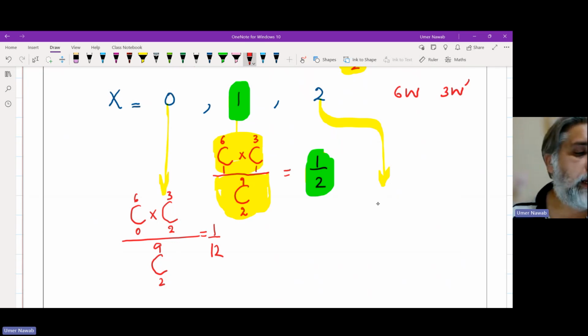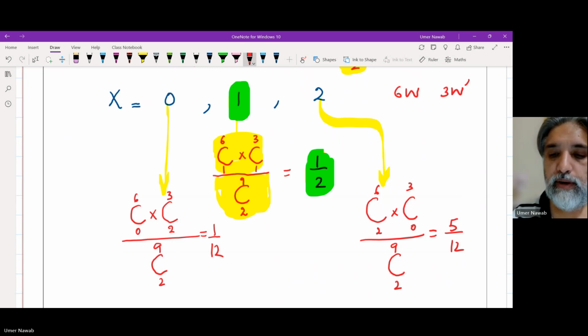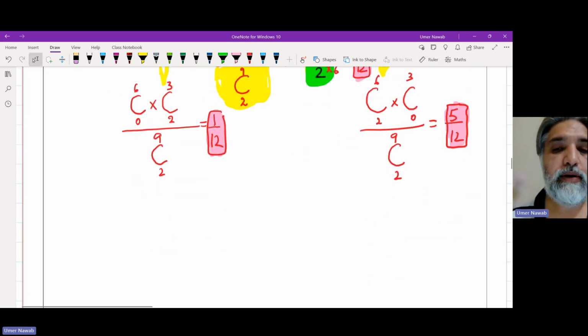And when the random variable x is equal to 2, I will write 6C2 times 3C0 over 9C2. And this probability will give me 5/12. May I write it as 6? If I multiply up and down with 6, it gives me 6/12. So boys, add the 3 probabilities and you will confirm that, Mr. Omar, the sum of the 3 probabilities is equal to 1, which shows this is a discrete random variable probability.